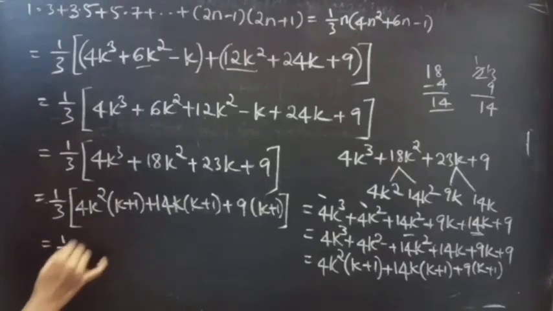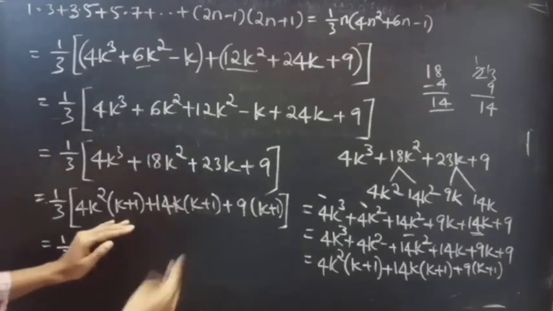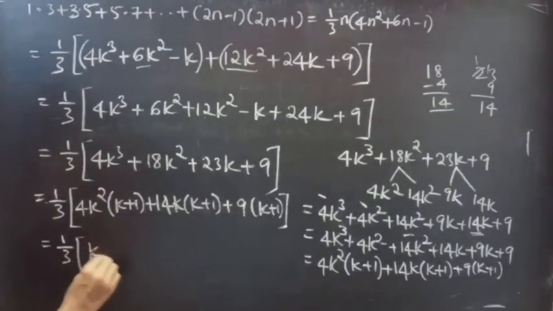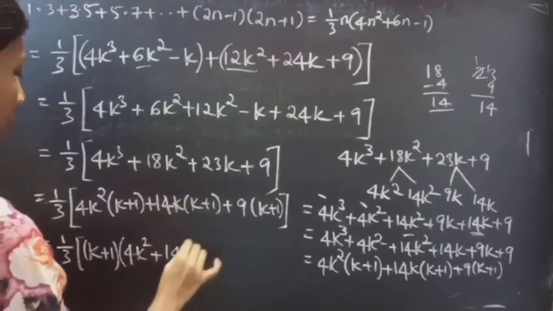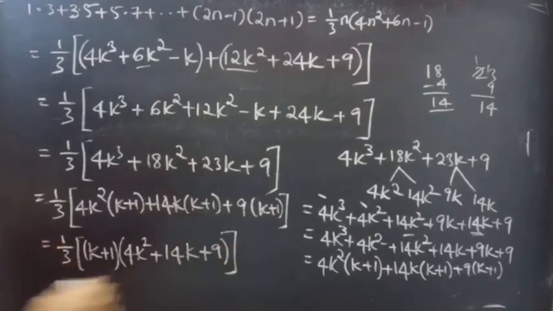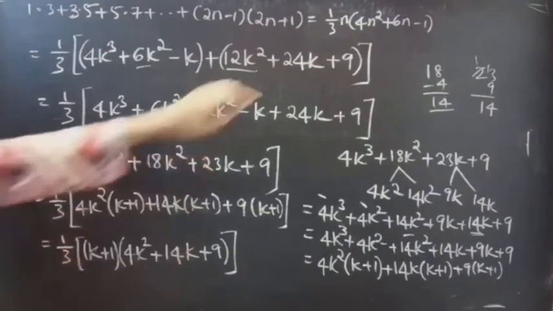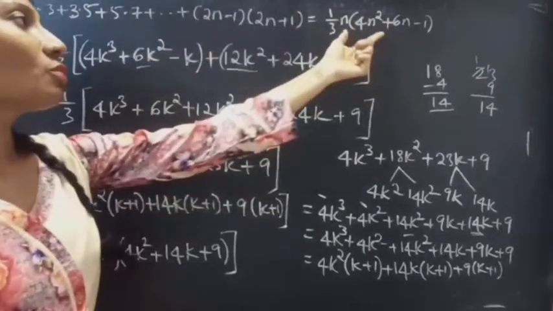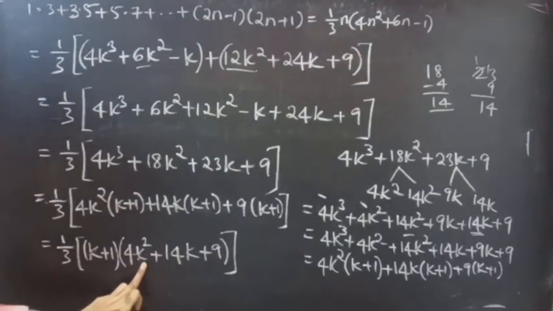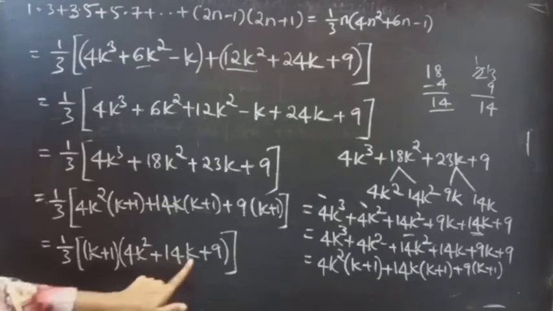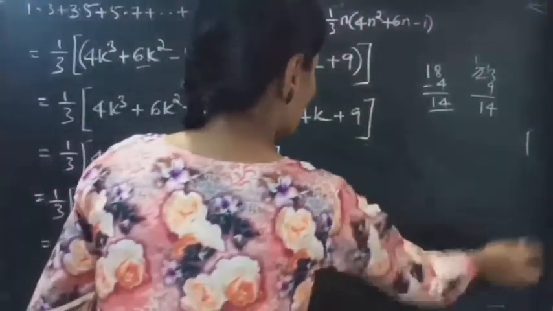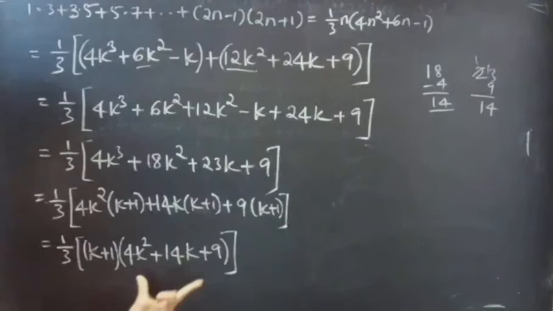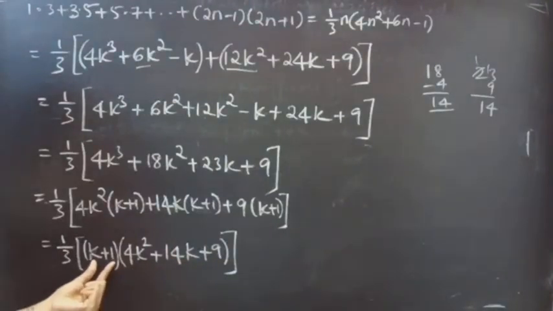So this equals to 1 by 3 into, see, you're having k plus 1 in all the three terms, right? So we can take k plus 1 common from all these terms, then you'll get k plus 1 into 4k square plus 14k plus 9. Okay, fine. But we need to write RHS. We need to get RHS in terms of k plus 1. But we have all k's here, right? We have k's. So what we'll do? Simply we'll divide this polynomial by k plus 1. Okay.